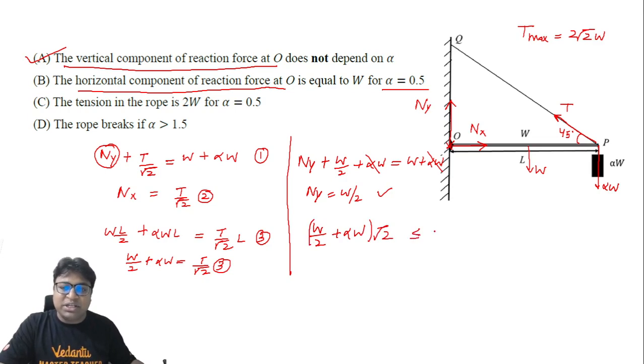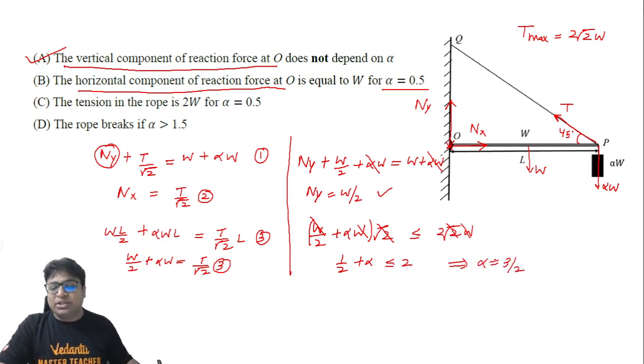So it must be less than or equal to 2 root 2 W. Now from this, W and W get cancelled, root 2 gets cancelled. So we end up writing half plus alpha must be less than or equal to 2, which basically means that alpha should be less than or equal to 3 by 2. Since option B talks about a value of 0.5, which is less than 3 by 2, of course it's an allowed value of alpha.